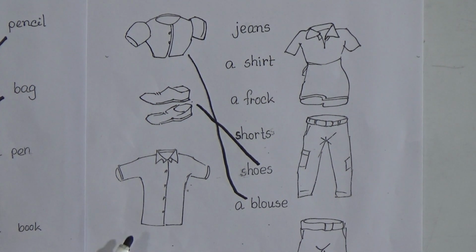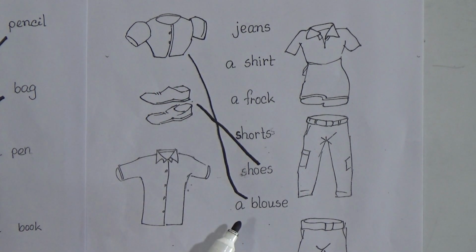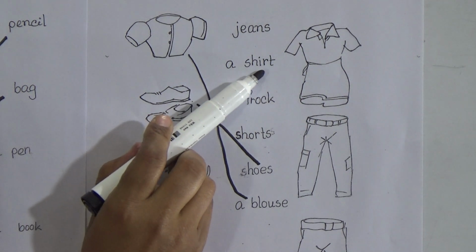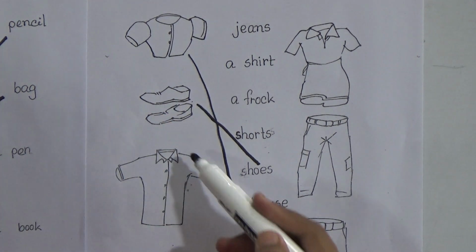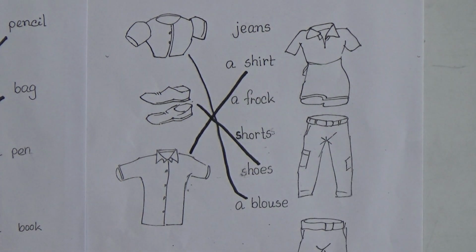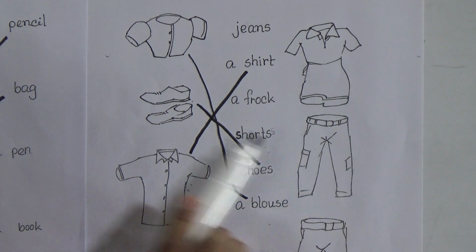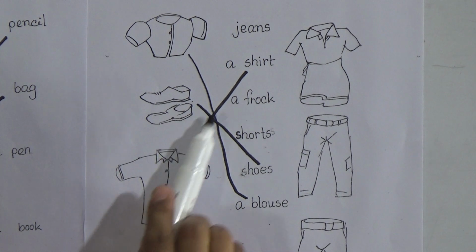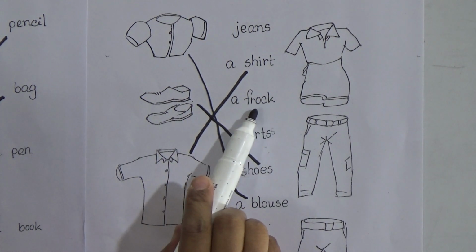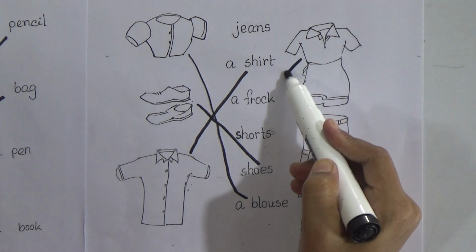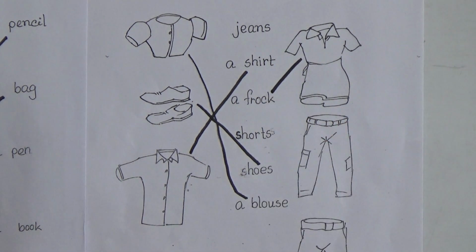Now the next picture, what is this? This is the picture of a shirt. So where is shirt here? A shirt. S-H-I-R-T, shirt. So we have to match the picture with the word a shirt. Now the next side, what is this? This is the picture of a frock. So where is a frock? A frock. F-R-O-C-K, frock. So we have to match this.